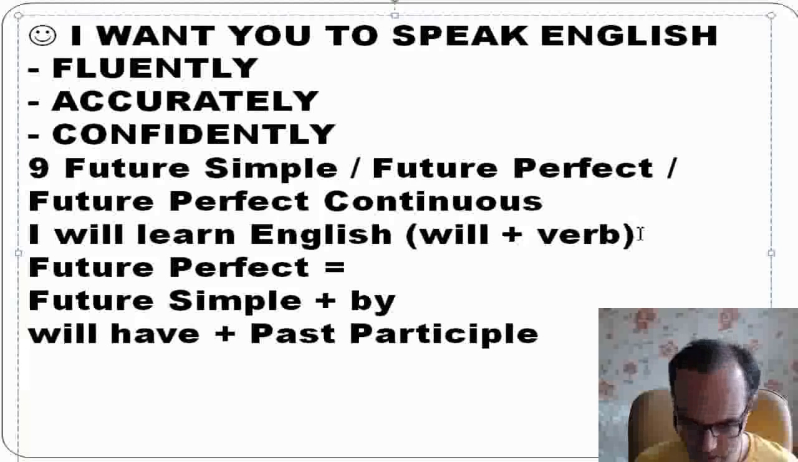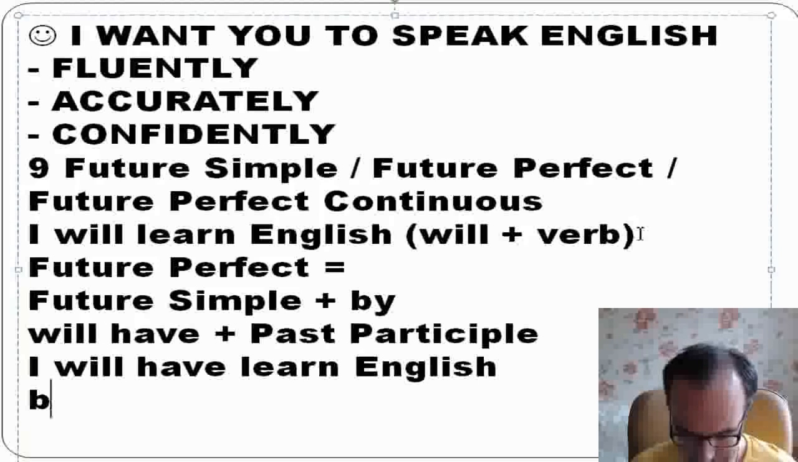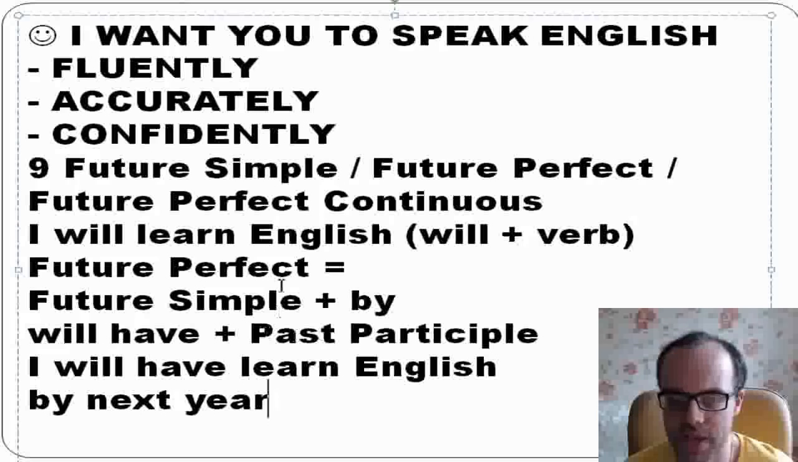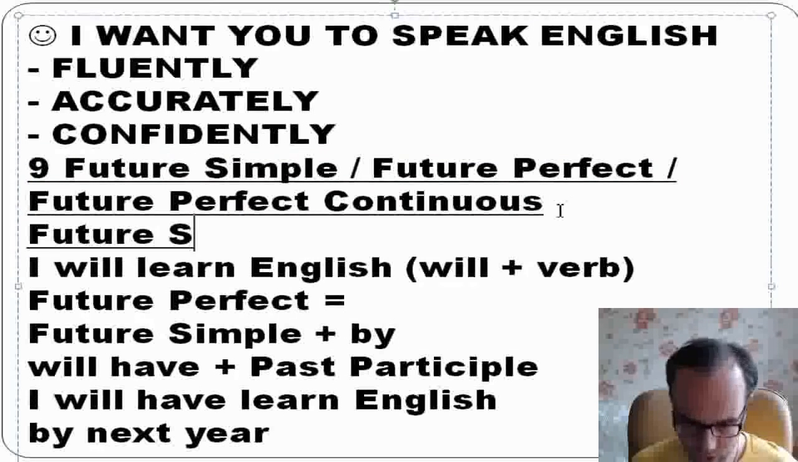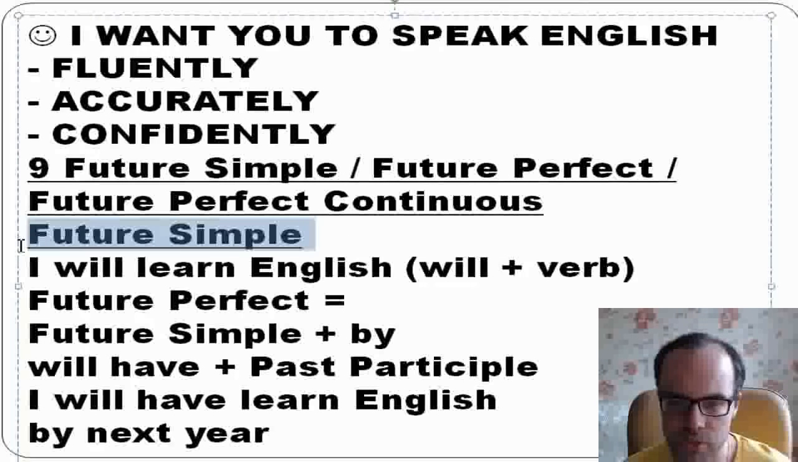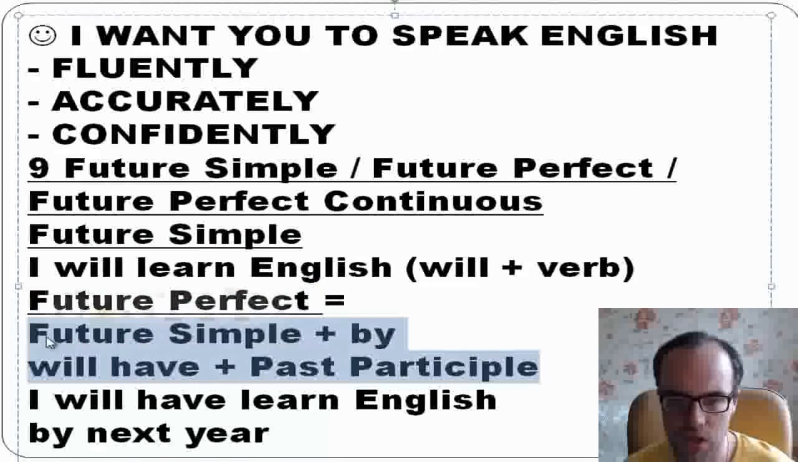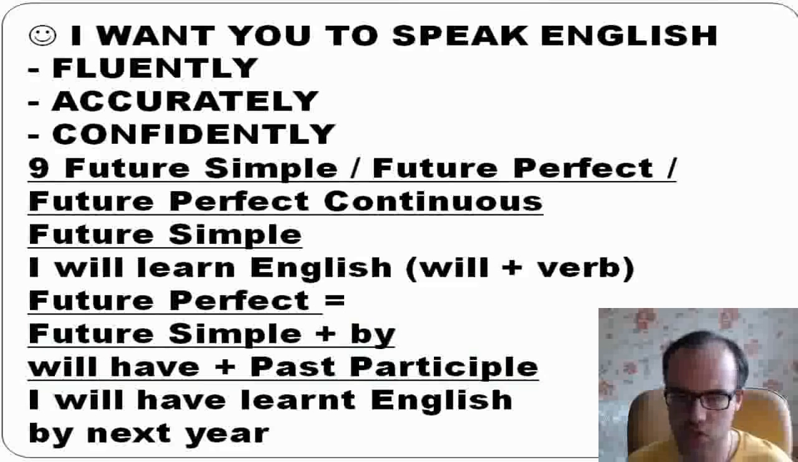For example, I will have learned English by next year. Yeah, you see that I want you to speak English fluently, accurately, and confidently. So future simple, future perfect, and future perfect continuous. Future simple, you know how we form it: will plus verb. I will learn English. What is future perfect? It's future simple plus by. Will have plus past participle. I will have learned English by next year. So not later than next year.